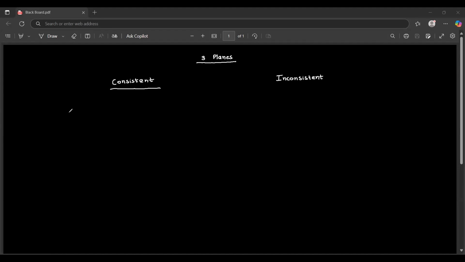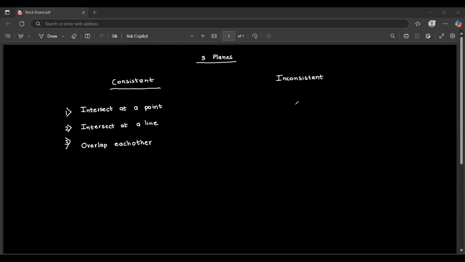Consistent has three main types, as I already said. First, they intersect at a single point. The second one is they intersect through a line. That is also possible. Or they overlap with each other. It is also possible.